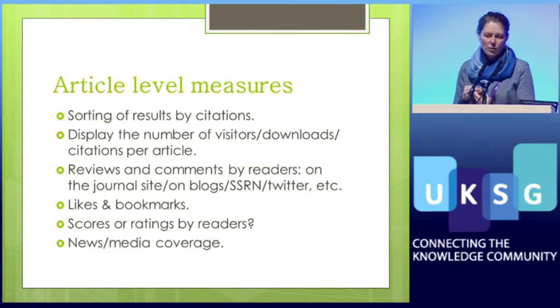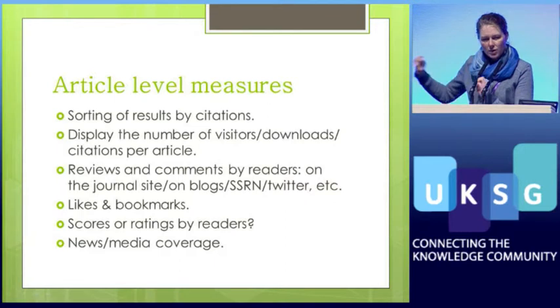Researchers can obviously sort the results by number of citations in some of the tools that we have. There are also some journals which will display the number of visitors or downloads or citations per article, and not only journals but also the repositories. There are reviews and comments by readers available. There are likes and bookmarks and scores or ratings by readers, and there's news and media coverage.